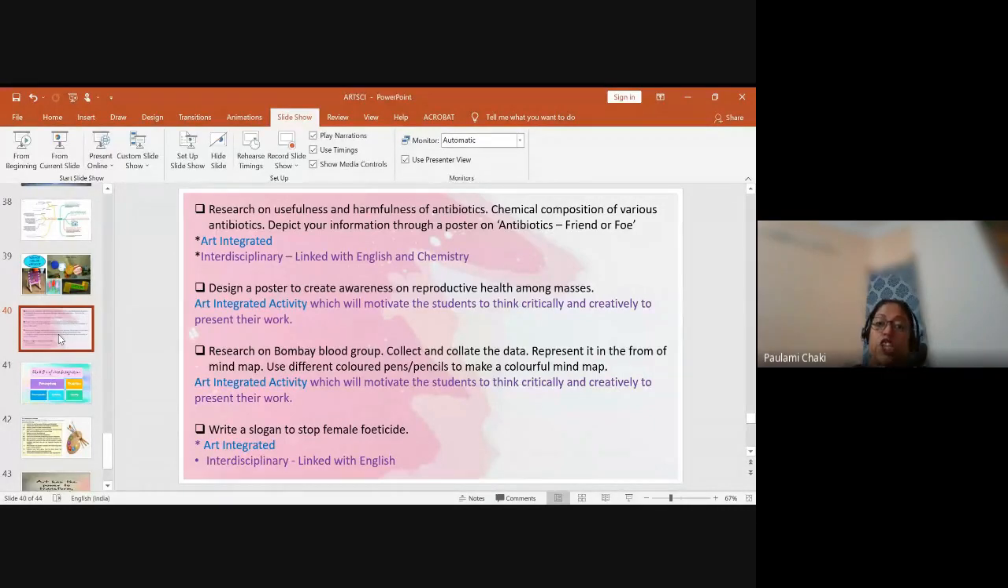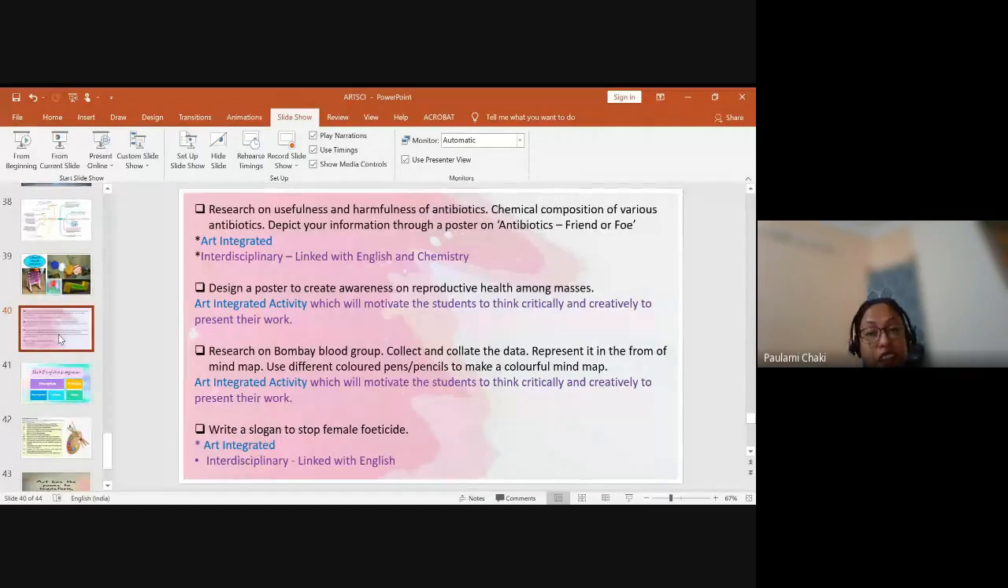So they can do research on the usefulness and harmfulness of antibiotics, and the chemical composition of various antibiotics. For higher grades, we can use this chemical composition because they are learning about different chemicals. Depict your information through a poster on antibiotics: friend or foe. It is art integrated. Obviously, there is a poster.